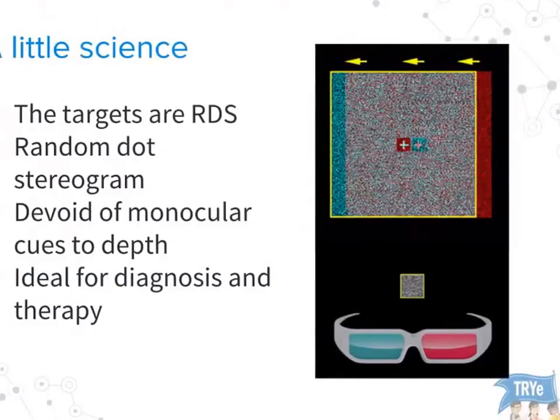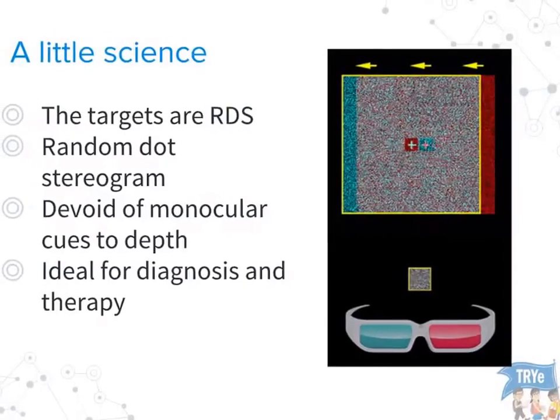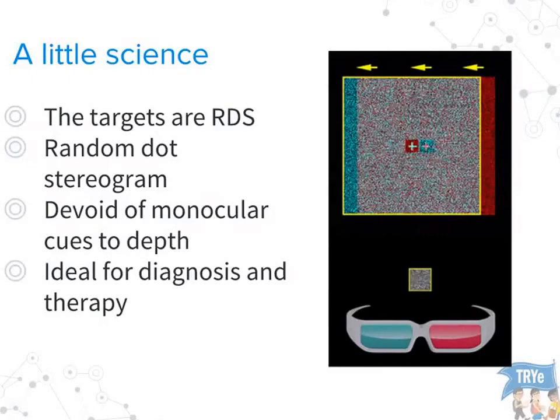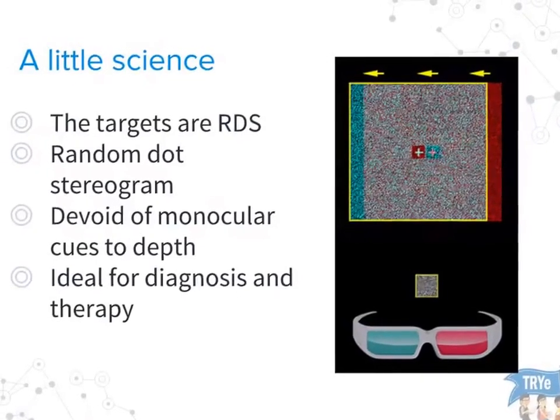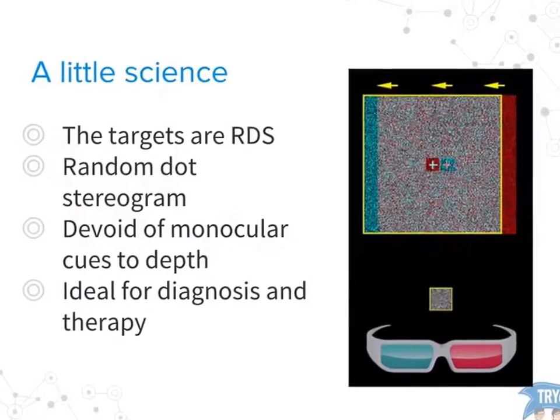A little bit of science in the development of this software. All the targets are basically random dot stereograms. These RDS are supposed to be devoid of any monocular cues, and thus the patient will need a specific amount of stereopsis to be able to play these programs. But this kind of target is very apt for diagnosis and therapy, as they are very strict with monocular cues, and they're very ideal for diagnosis and therapy.